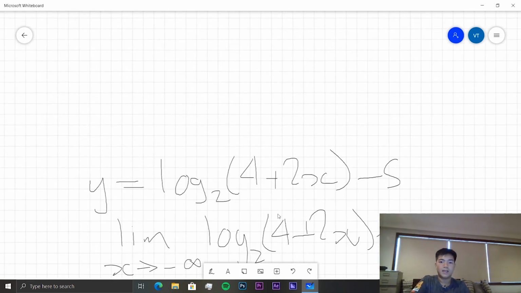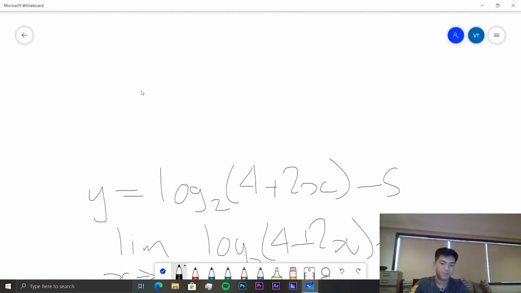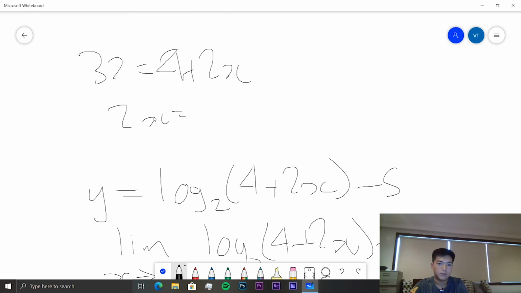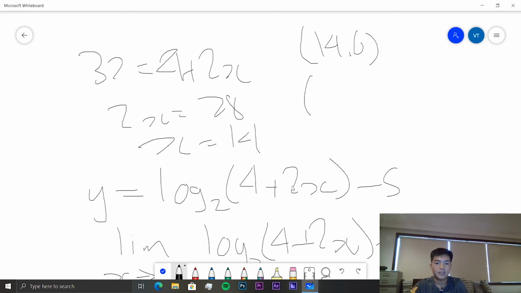And it will intercept the axes at, of course, where will this intercept the axes? Okay, 5 = log_2(4 + 2x), so 2^5 = 32 = 4 + 2x. 2x = 28. x = 14. So this will intercept the axes at (14, 0). And when x equals 0, we have log_2 4 - 5 = -3.